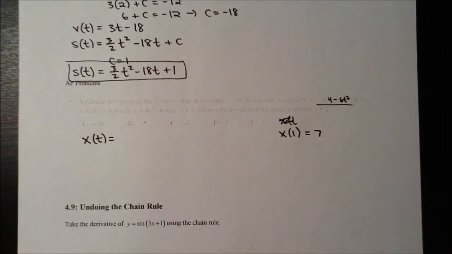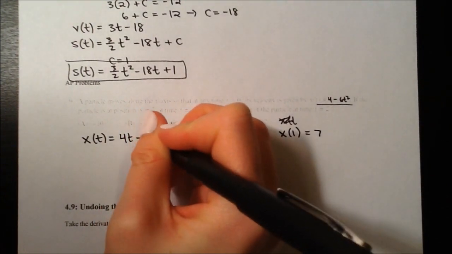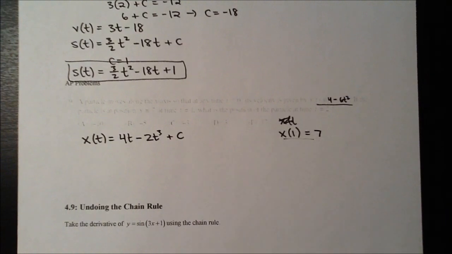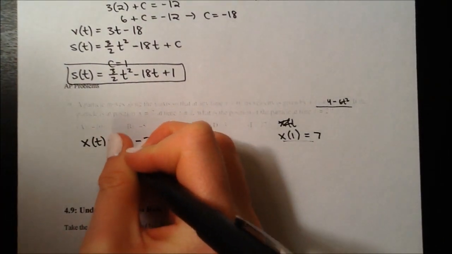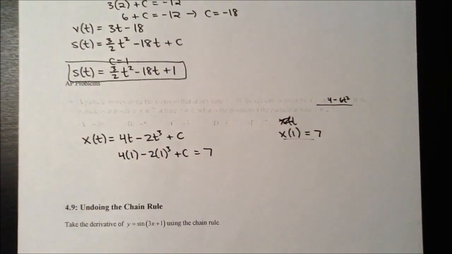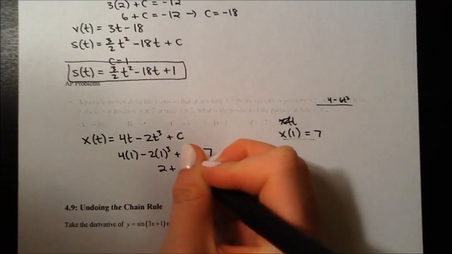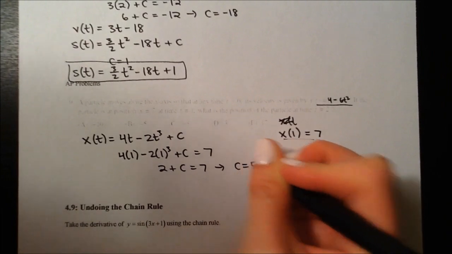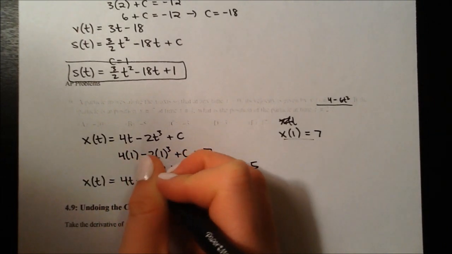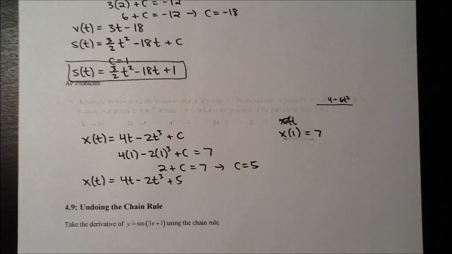So we take the antiderivative. Antiderivative of 4 is 4t. Antiderivative of 6t squared is 2t cubed, and then you have a plus c. So we use this initial condition right here to solve for c. So we plug in 1, and we get 4 times 1 minus 2 times 1 cubed, and then plus c. We know that's supposed to equal 7. So 4 minus 2, that's 2, plus c is 7. So that means that c must be 5. So we rewrite our position function. Okay, so that's our official specific position function, not just the generic one.